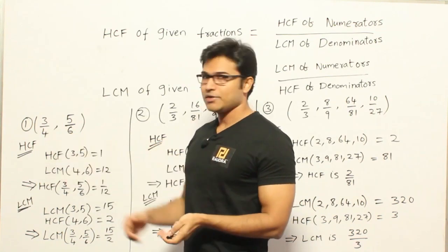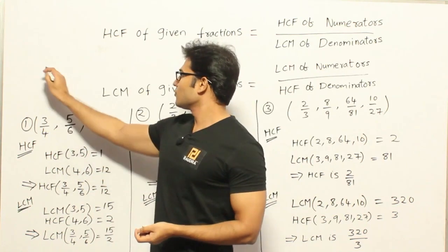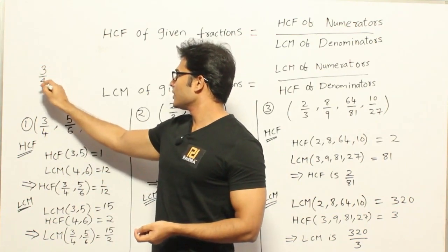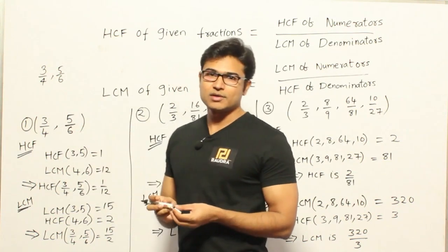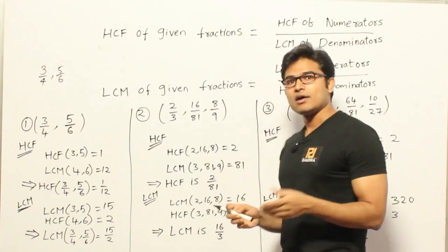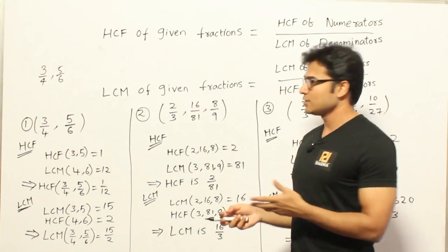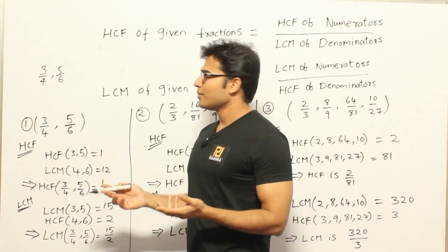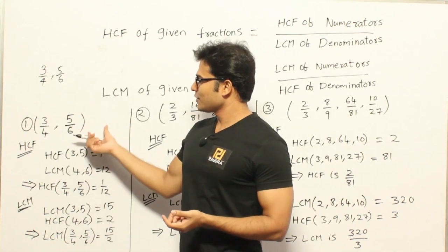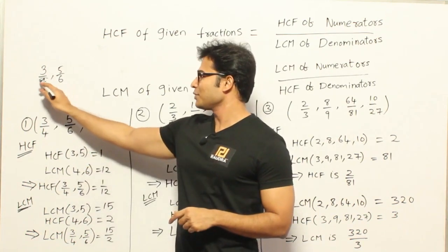So how to do it is, if you want to find out 3 by 4 and 5 by 6, you multiply them with a common number in such a way that you are going to eliminate the fractions. For example, you can multiply with 24 or 12, anything, right? But the thing is, you are trying to find out the LCM of the numbers, but for finding out the LCM, you are supposed to find out the LCM of the denominators.